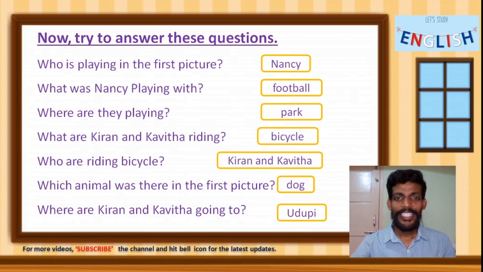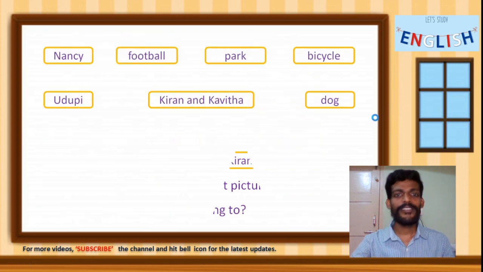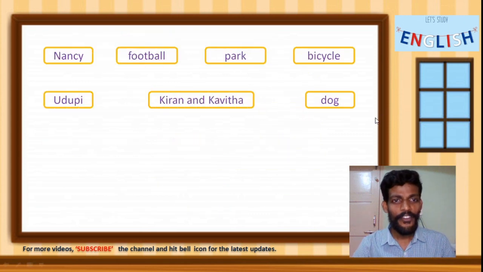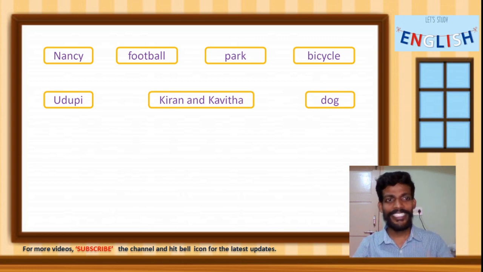So good. Now let us pay attention to these words which are in yellow boxes. What are these words? Nancy, football, park, bicycle, dog, Kiran, Kavita, Udupi. What are these words? What do they symbolize in the sentence? Yes, they symbolize a name. For example, Nancy symbolizes or tells the name of a person.